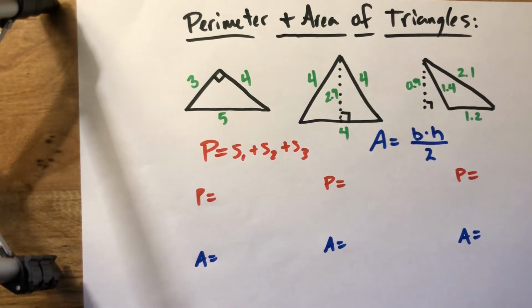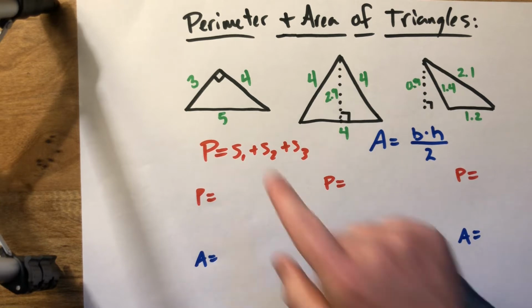Quick lesson today. We have a little review on area of triangles, and then we're also going to add in perimeter of triangles, which we haven't looked at specifically, but we're going to look at in turn with area today. So I have three triangles in front of you, three very different triangles.